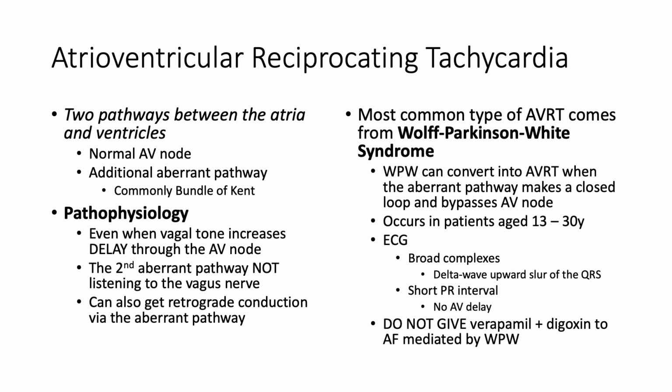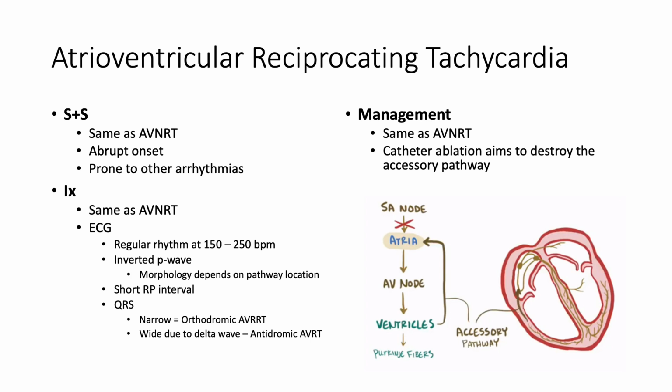And this is just a note that you can't give verapamil or digoxin to AF that's caused by Wolff-Parkinson-White, because it tries to slow down the AV node, and in this situation it's not going to work, and it will just bypass the AV node and do whatever it wants, in simple terms. Essentially, if you dull down your AV node, it'll force the path of least resistance, which is via this aberrant pathway. So, same symptoms, abrupt onset, and it means that you can get other arrhythmias.